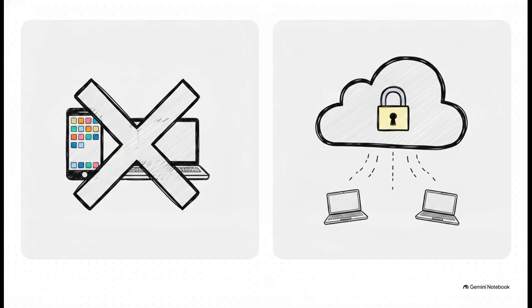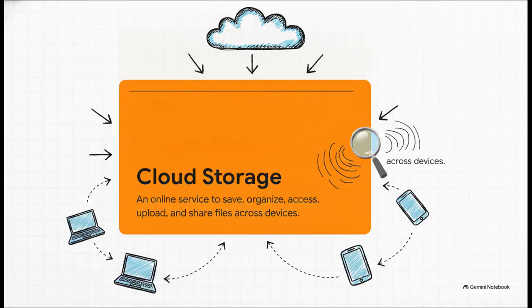Cloud storage flips that entirely. Think of it as a secure online locker that is accessible using the internet, completely untethering your files from your physical hardware. So, formally, cloud storage is an online service that allows users to save, organize, access, upload, download, and share files using the internet across devices. The true magic here is that seamless sync. You can start a heavy project on your desktop and then effortlessly review it on your smartphone during your commute. The cloud acts as the invisible connective tissue between all your hardware.